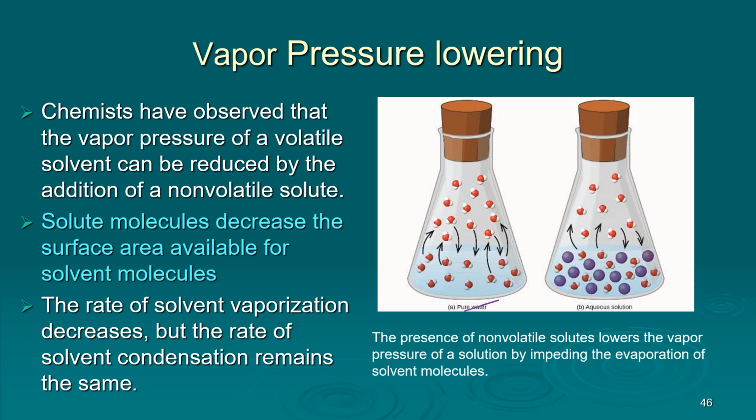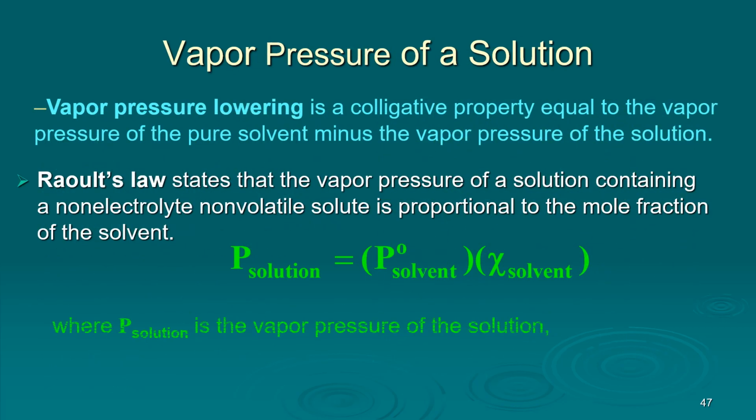So putting some kind of non-volatile solute, meaning not another liquid that has a high vapor pressure, but something like salt or sugar, into a solvent will reduce the vapor pressure. So of course there's an equation to go with it.